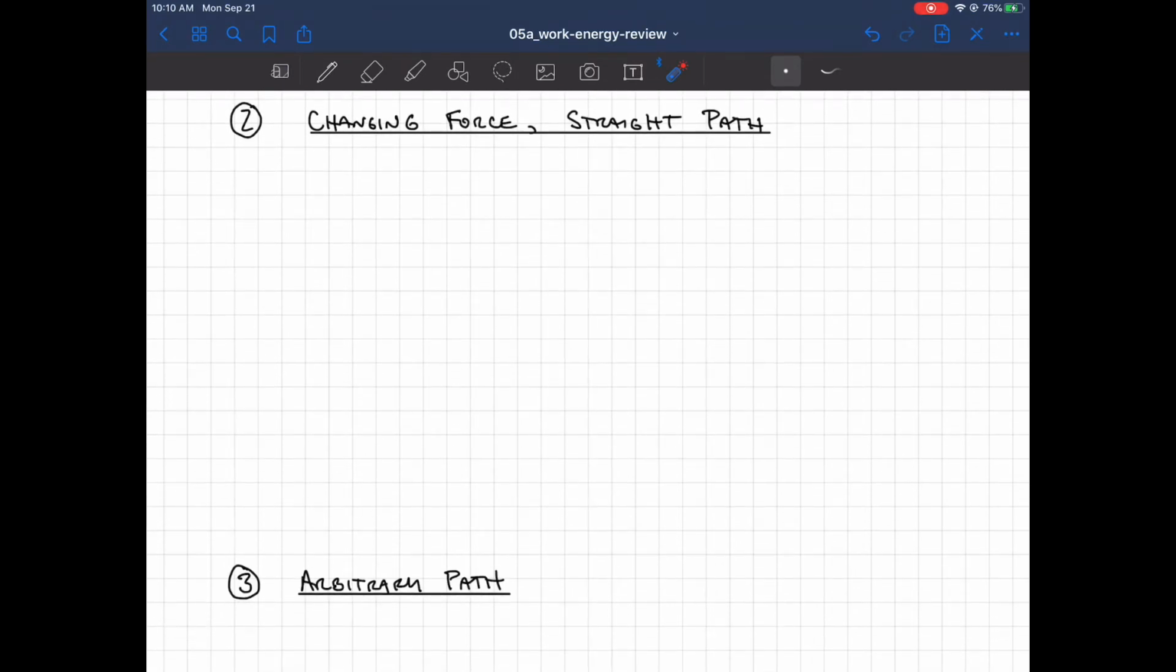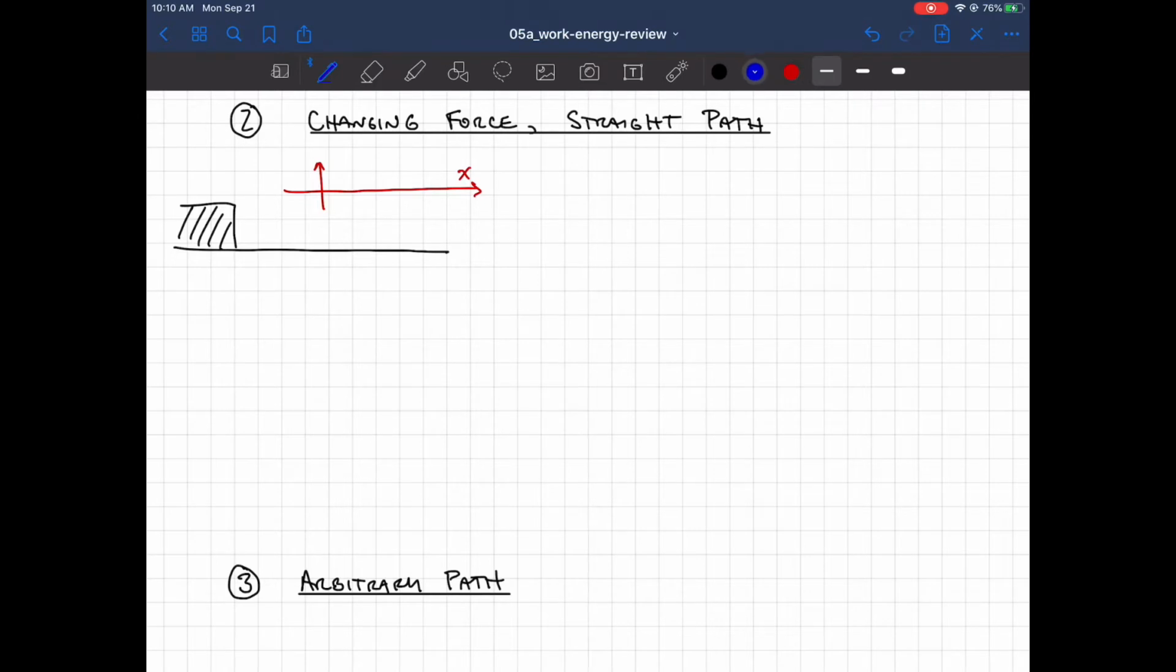So, changing force, straight path. As I mentioned before, the spring force is a nice example of this. So let's just take an example of that. Remember, we choose a special coordinate system when dealing with a spring force.